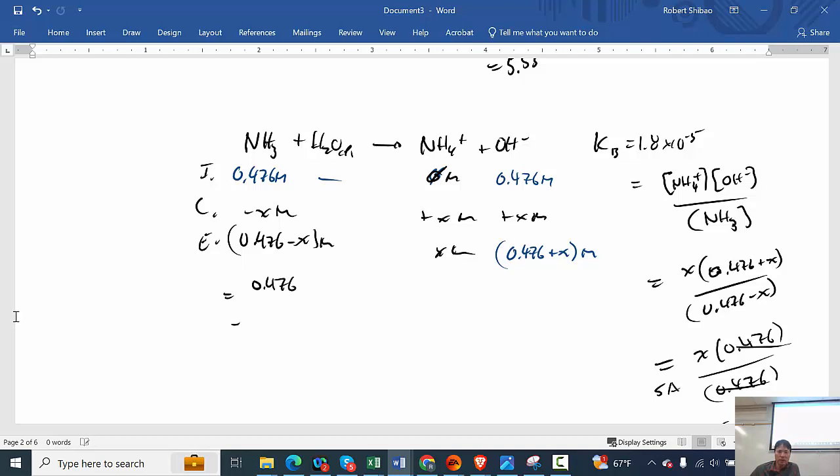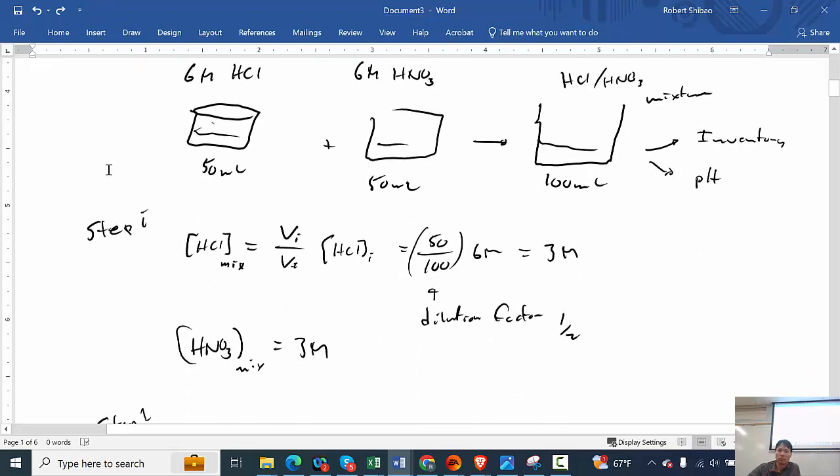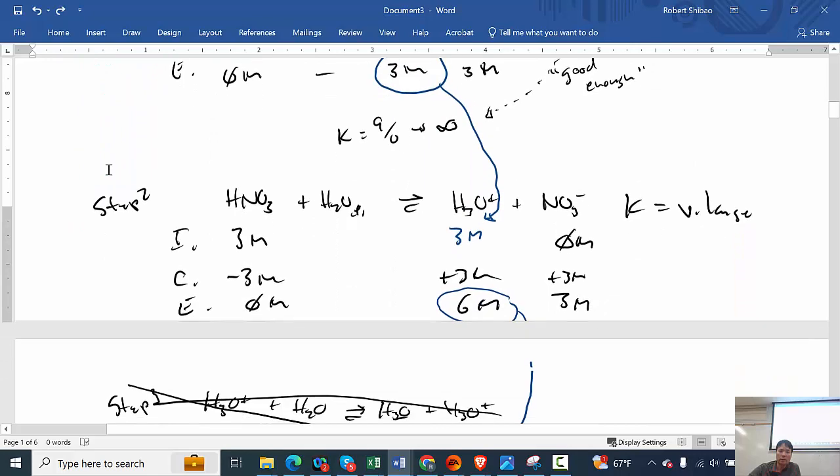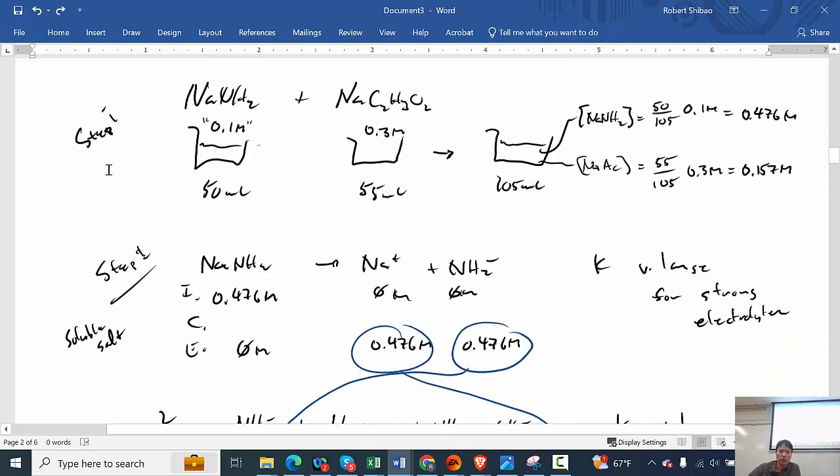0.476 minus 0.00001 8. Now I need 4 zeros: 1, 2, 3, 4, and a 1, 8. So this is going to come out to 0.475982 molar. I don't want to box it. Zero point 0.0476.